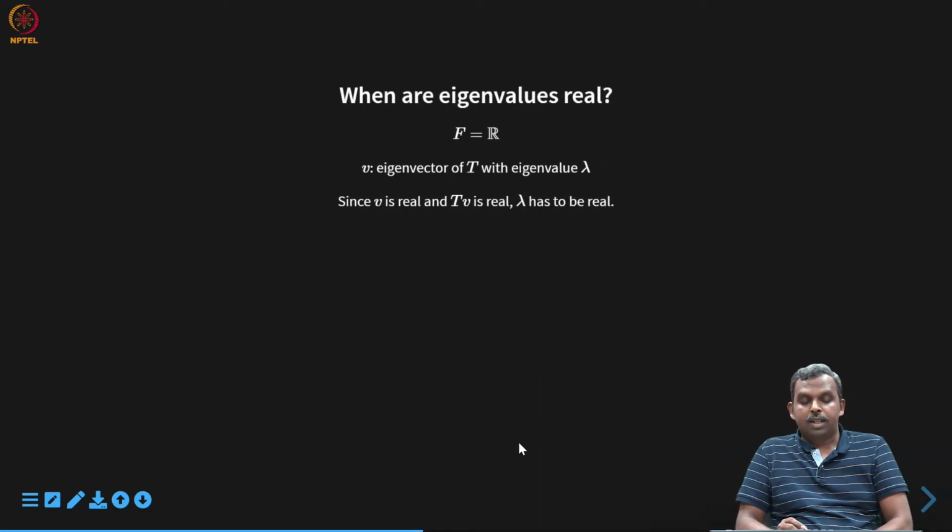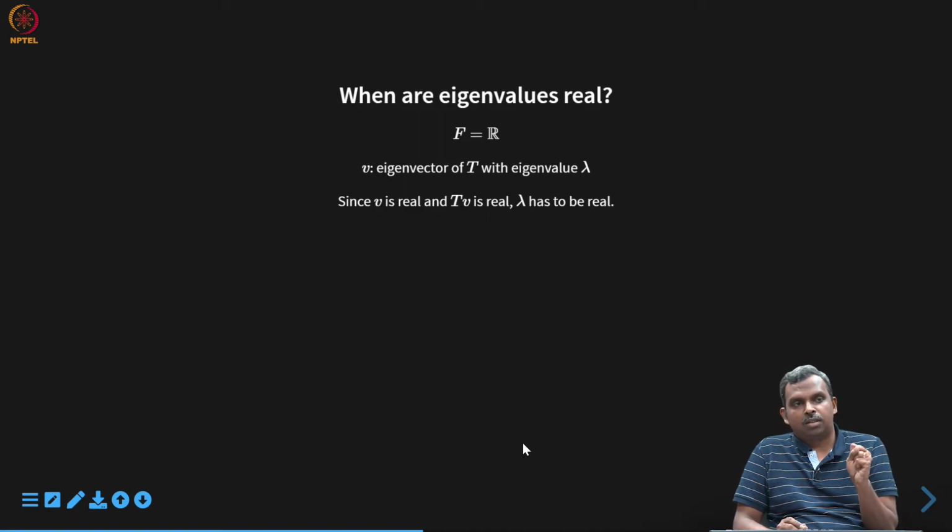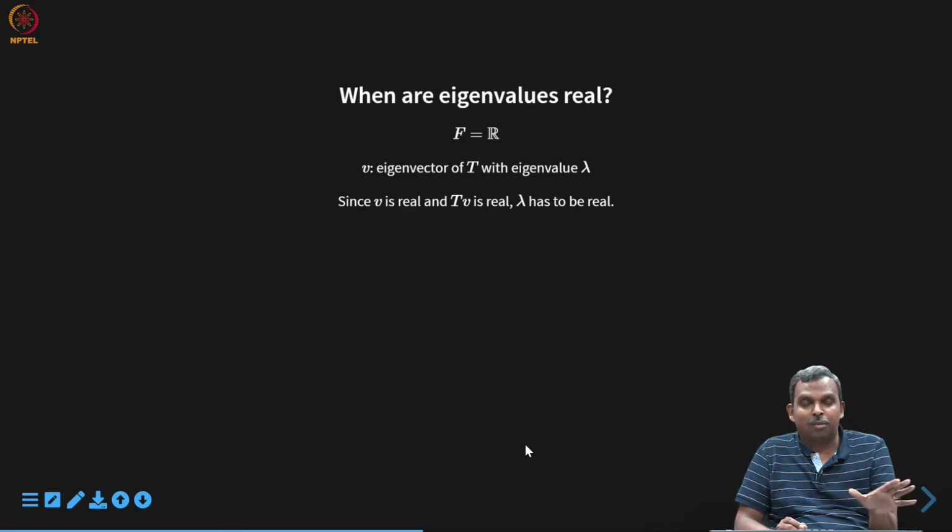Here is a question on eigenvalues. We already saw this. Once the linear operator is self-adjoint, a lot of things are forced to be real, right? In the matrix representation, in an orthonormal basis, the diagonal values are real.